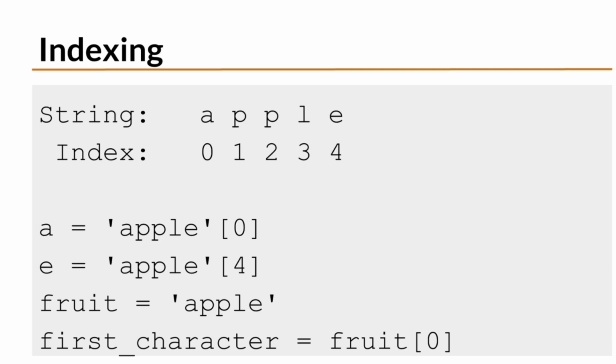Since variables are simply names that represent their values, this syntax also works with variables. At the bottom of your screen, you can see where the variable fruit is assigned the string apple. The first underscore character variable will equal A, because the 0 index of the fruit variable is A, because it contains the value apple.